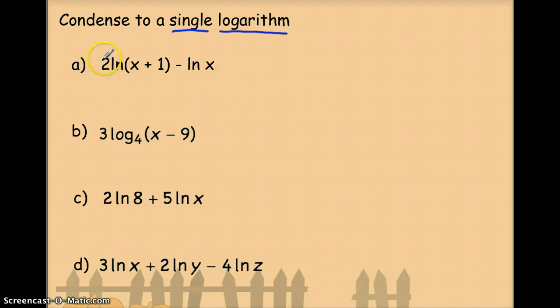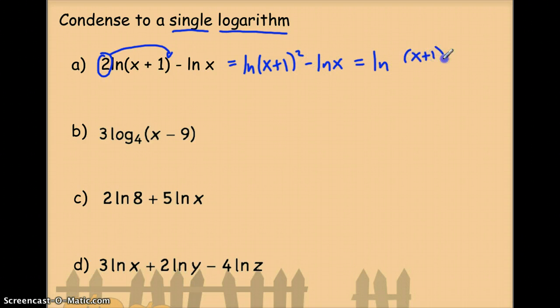So for example, in part A, I have a 2 in front here. I could take that 2 and write it up as an exponent. So I could say that this is natural log of x plus 1 squared minus natural log of x. And if I condense that into just one natural log, subtraction turns back into division. So I would have x plus 1 squared divided by x. Now it's just condensed down into one natural log.